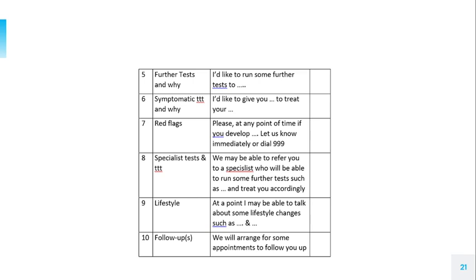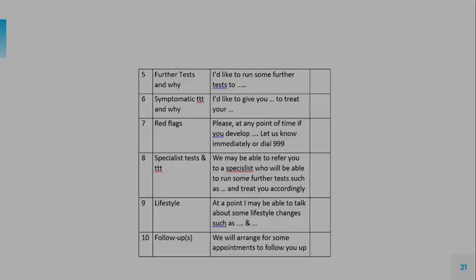Lifestyle for dizziness, you'll probably tell them, I'd also advise you to avoid driving at the moment when you're still having this dizziness and operating some machines. And then follow up if there's need to arrange follow up.